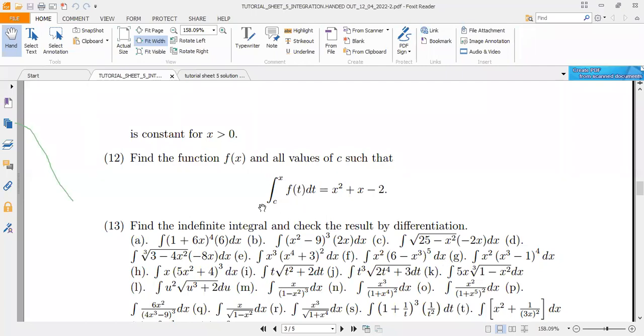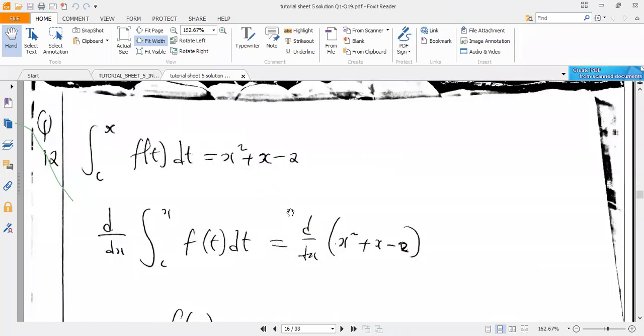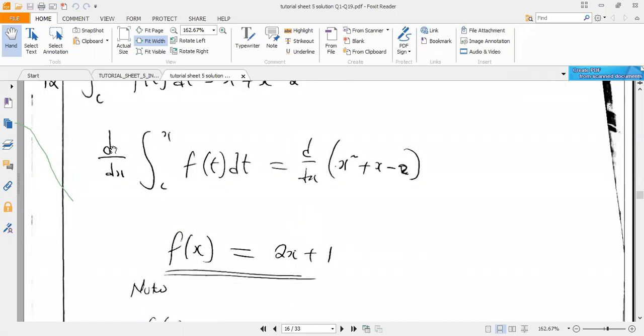when we take the derivative of the integral of f of t, this guy is equal to f of x, right? So in order for us to find this f of x, we're going to differentiate this guy here and also differentiate this part, which will give us our f of x. So like shown here, when we take the derivative of this integral, this part from c to x of f of t dt, we're going to have f of x, right?